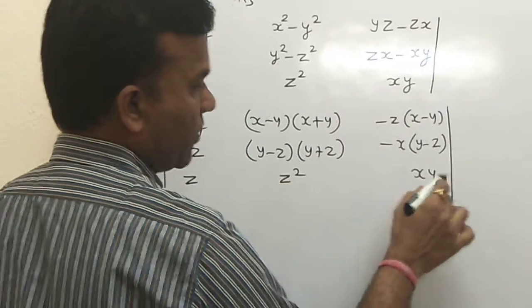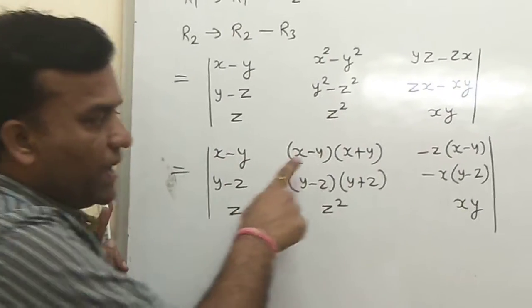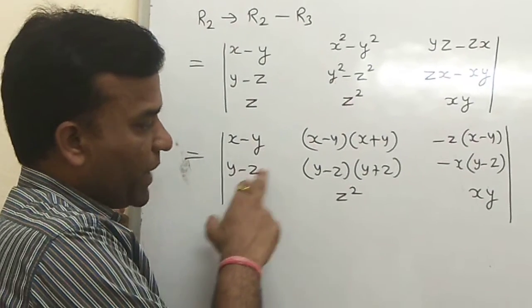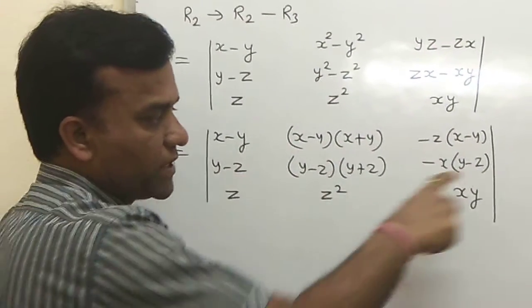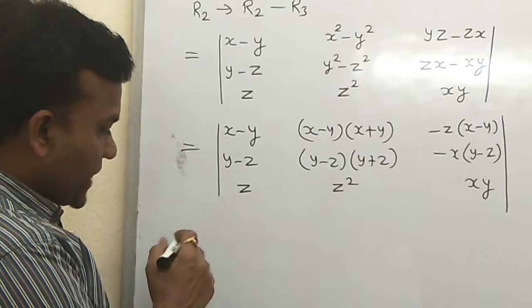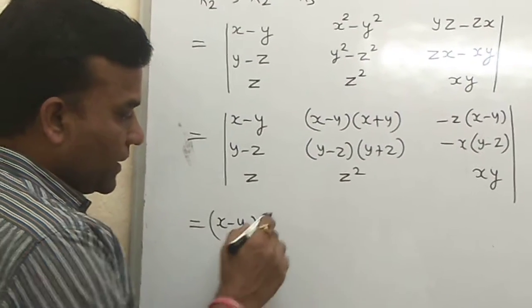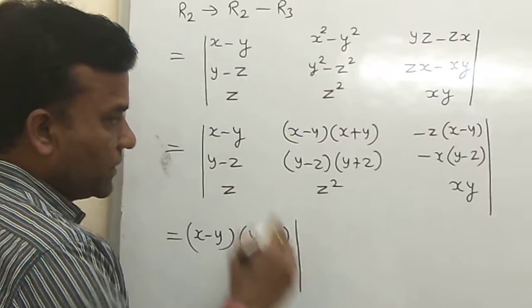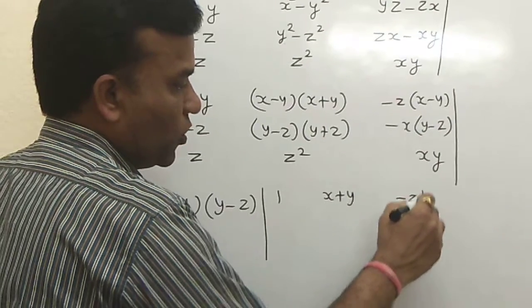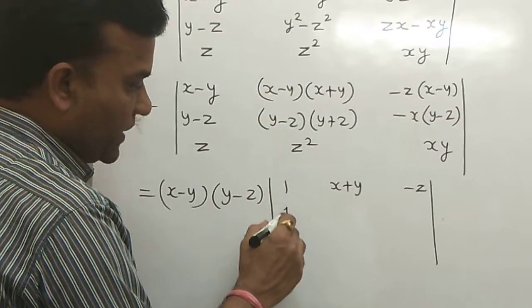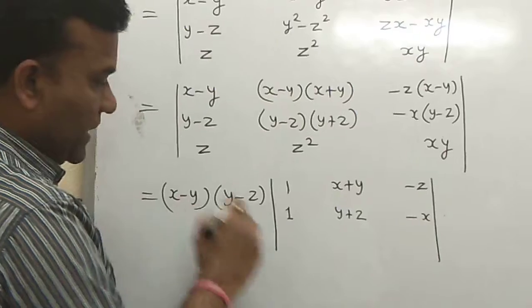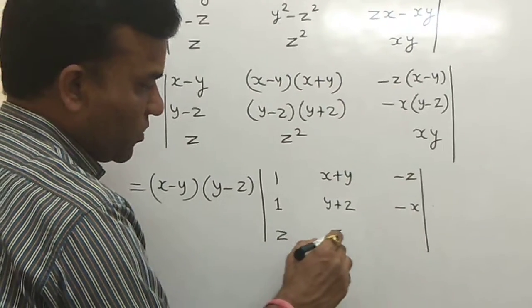Now z square and xy. Okay, now x minus y, x minus y, x minus y: R1 has all elements with x minus y, and y minus z is the common term in R2. R1 has x minus y, so first you take it outside: x minus y, y minus z, and the rest of the terms you write down as they are, no change. Similarly you also have 1 here, you have y plus z here, and minus x. Similarly R3 has no change, so you put it as it is.